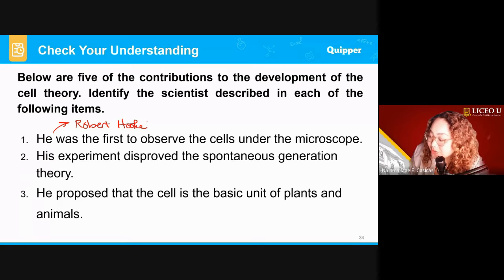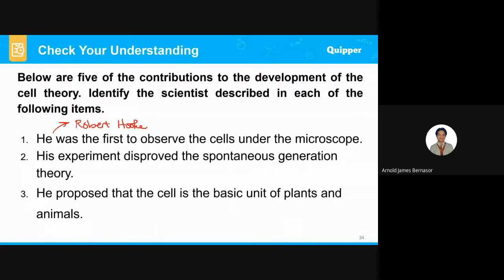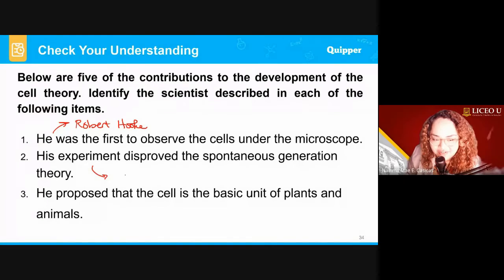If you want, you can also type in the chat box. For the rest of you who don't unmute, type in the chat box, okay? Number 2, his experiment disproved the spontaneous generation theory. Francesco Redi, ma'am. Okay, so this is Francesco Redi.